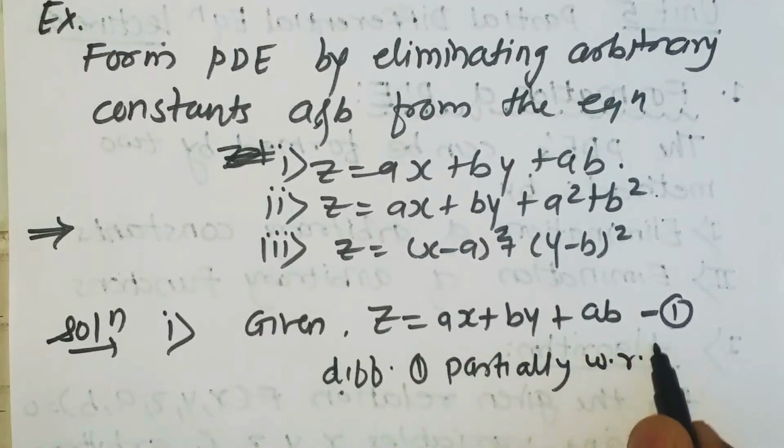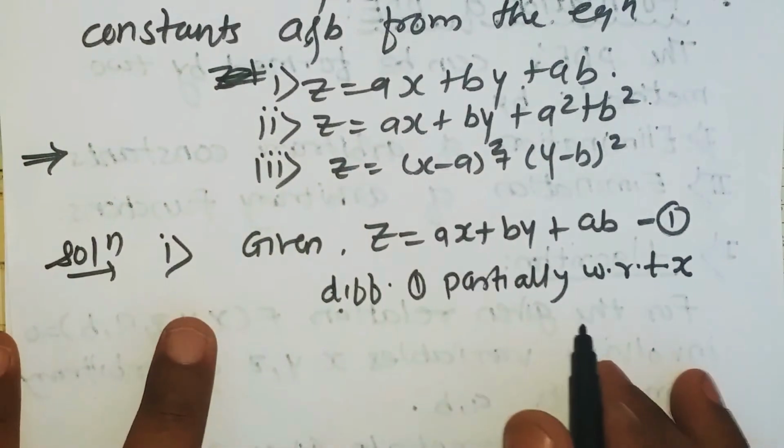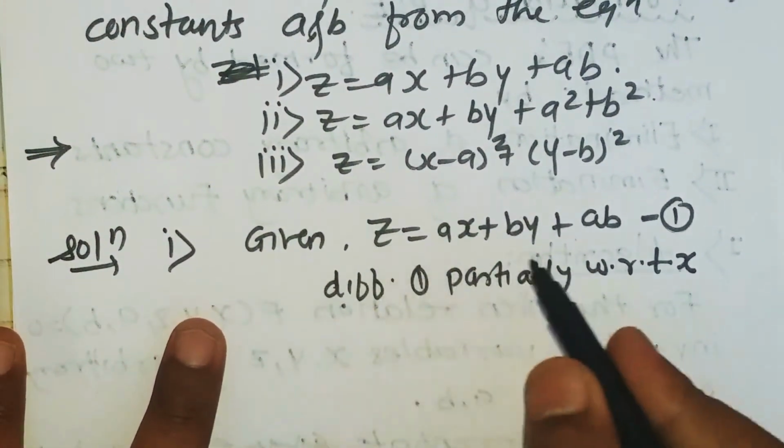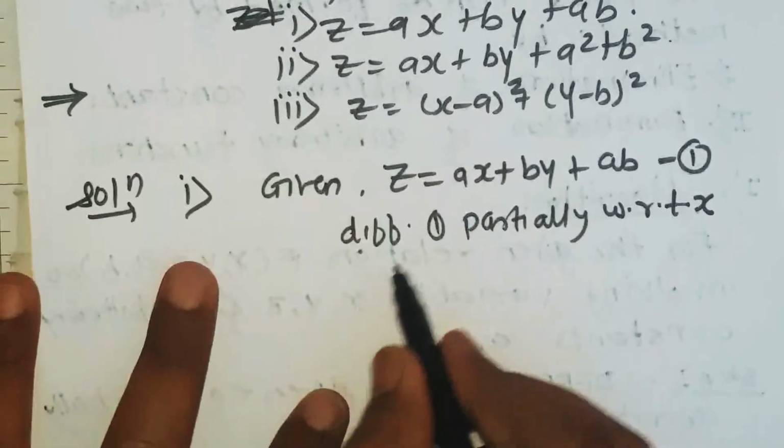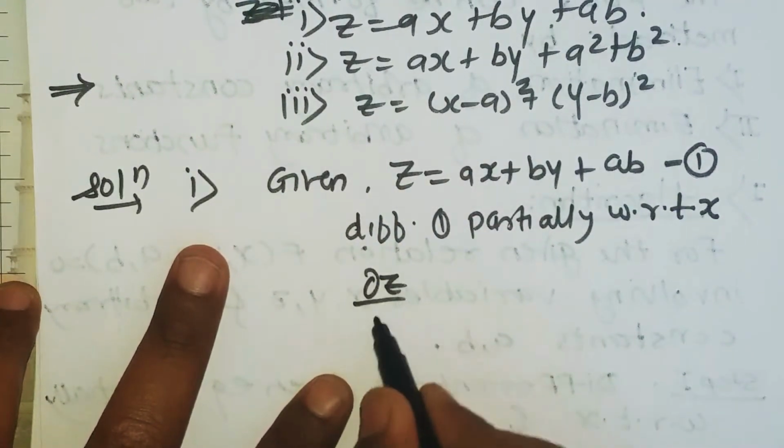with respect to x. As we are differentiating with respect to x, terms of y will be constant, z is the dependent variable, and a and b are constants. The left hand side derivative, differentiating with respect to x, will be del z by del x.